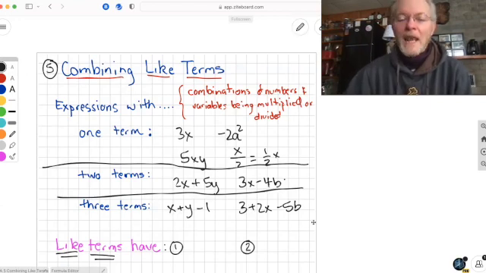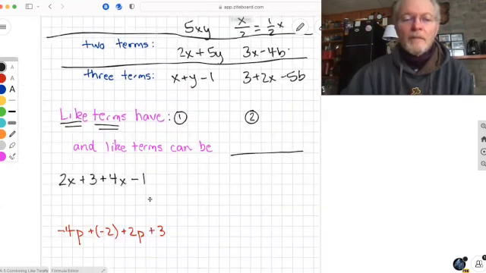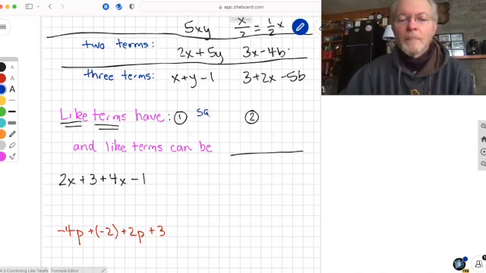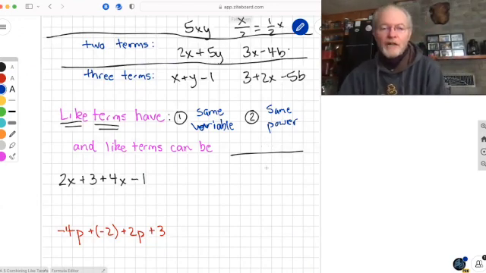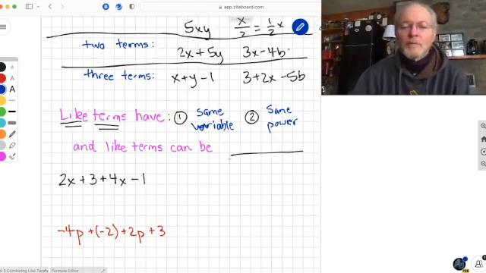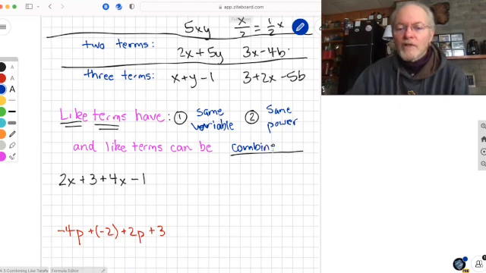One thing about like terms is that like terms must have the same variable with the same power. So for example, x and x squared are not like terms. Like terms can be combined. In algebra, this is very important to simplify equations as we're trying to solve them.